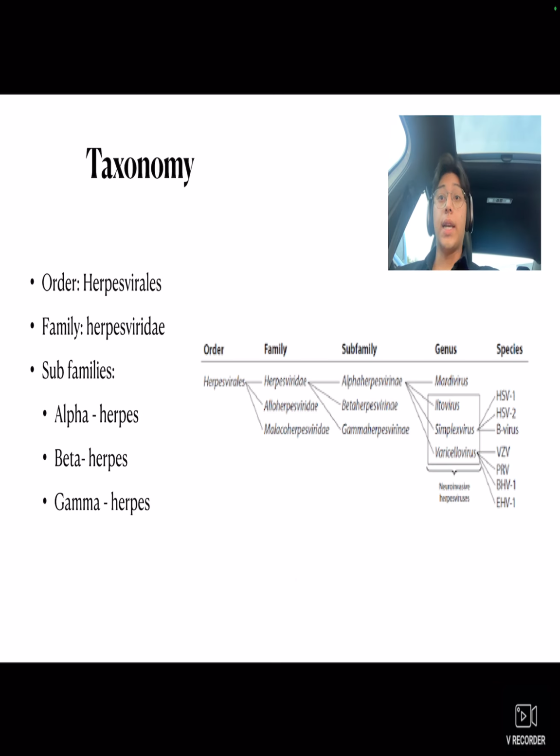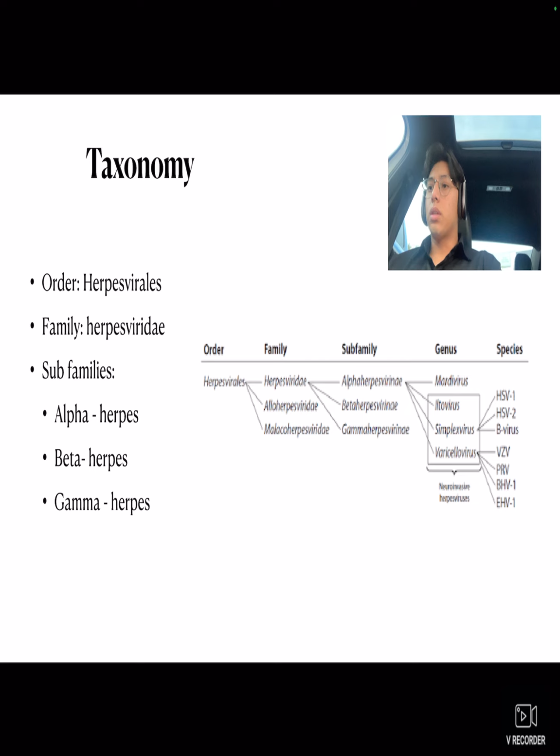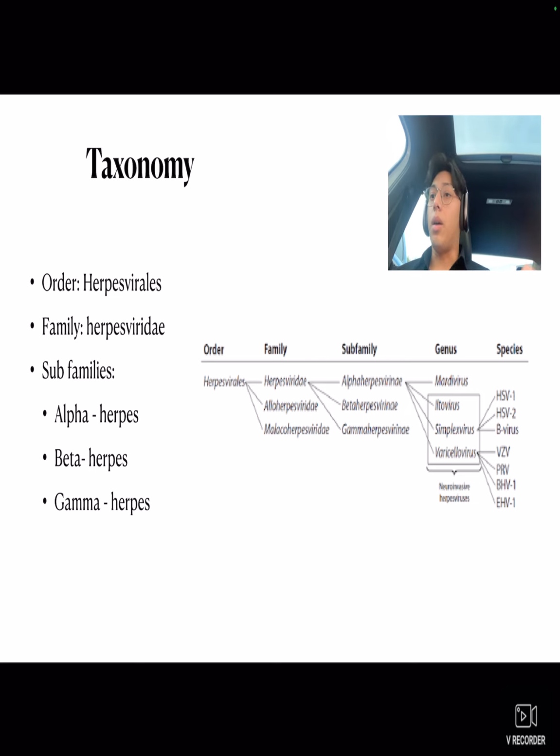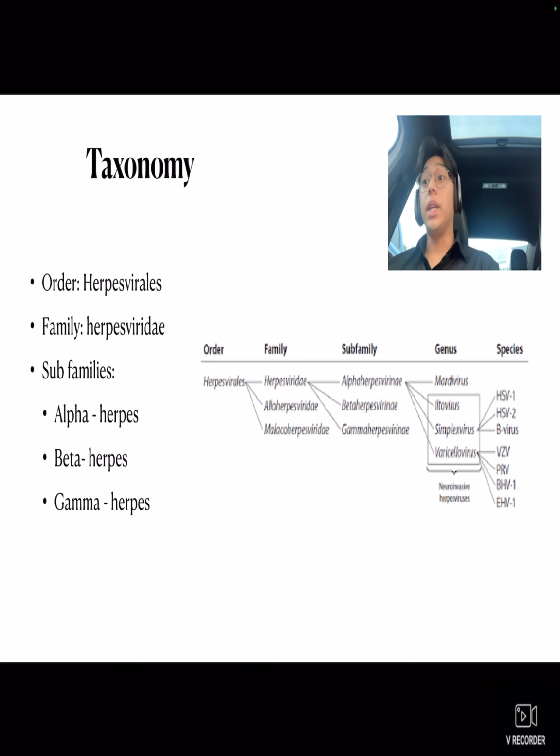Taxonomy. First off, we have our order, which is the Herpesvirales, then our family, the Herpesviridae. Then we have subfamilies: the alpha, beta, and gamma Herpesviridae. Specifically, we'll be talking about the simplex virus, which has HSV1 and HSV2. There are other common strains, like the B virus or the VZV, but for right now, I'll be specifically talking about HSV1 and HSV2.